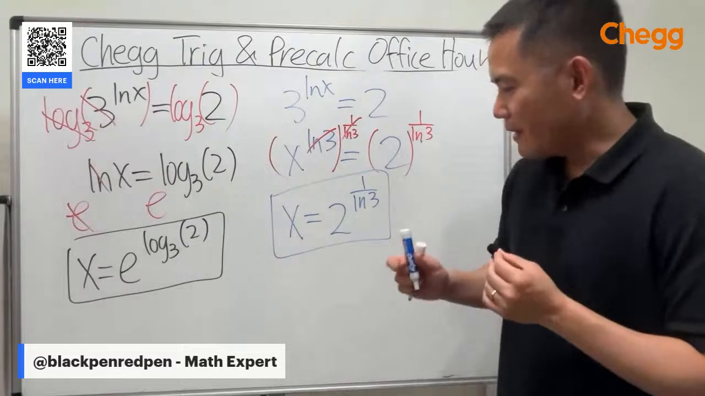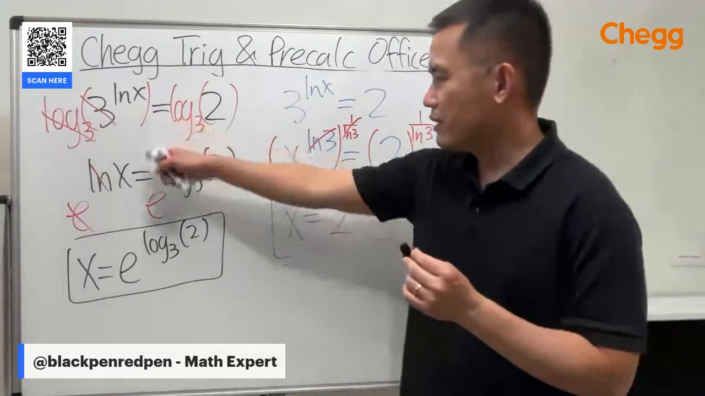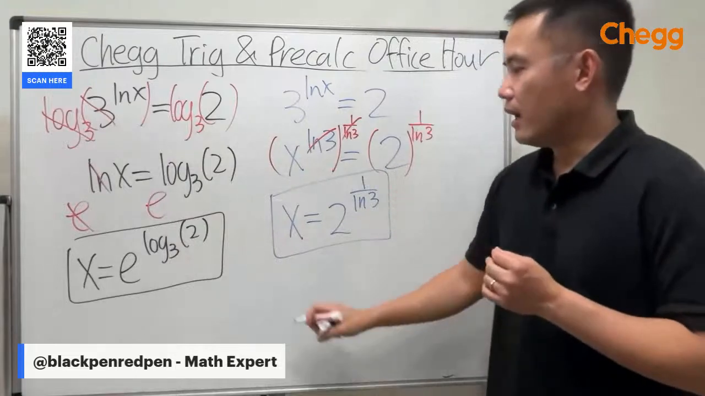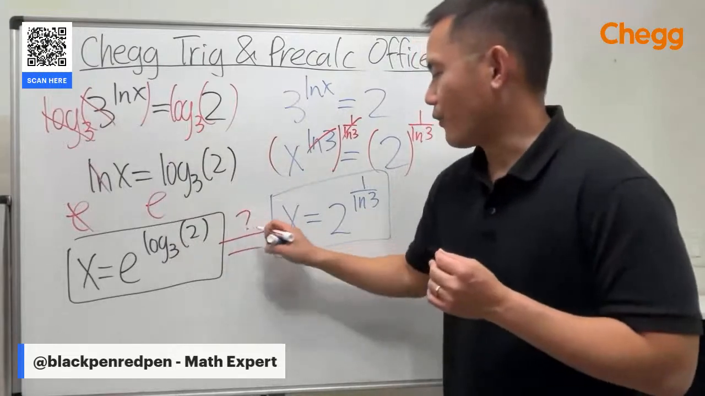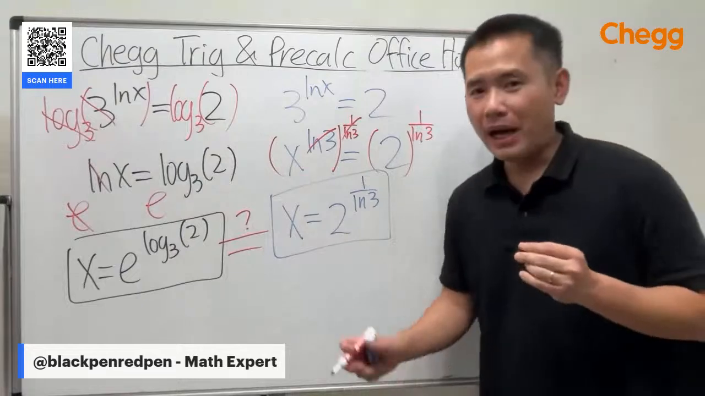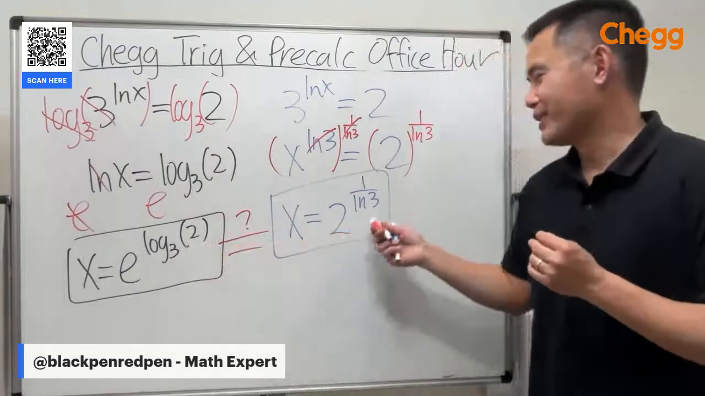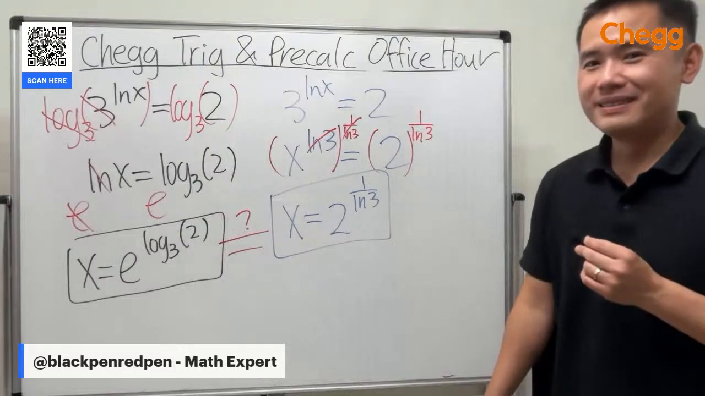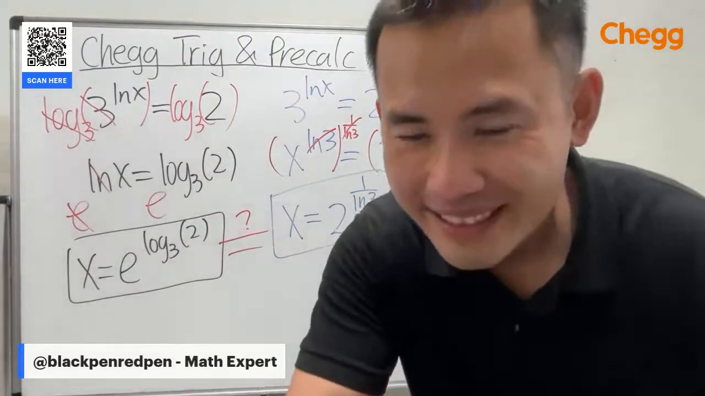Now, a fun exercise is that if you did it this way, you will get this. But if you did it this way, you will get that. Are they the same? Of course, right? But how would you go from this to that? You guys can think about it.